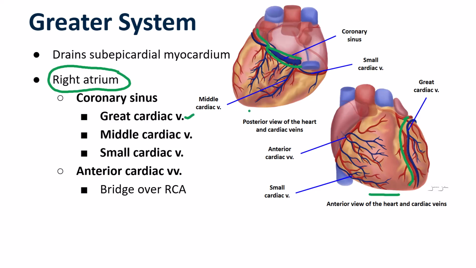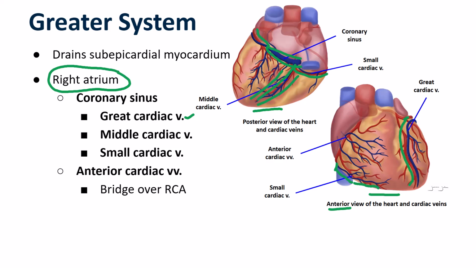Likewise, on the diaphragmatic surface of the heart, the posterior interventricular branch is accompanied by a middle cardiac vein. That middle cardiac vein also drains into the coronary sinus. Coming back to the anterior view of the heart again, accompanying the right marginal artery is the small cardiac vein that runs into the coronary sulcus, wraps around, and goes into the coronary sinus.